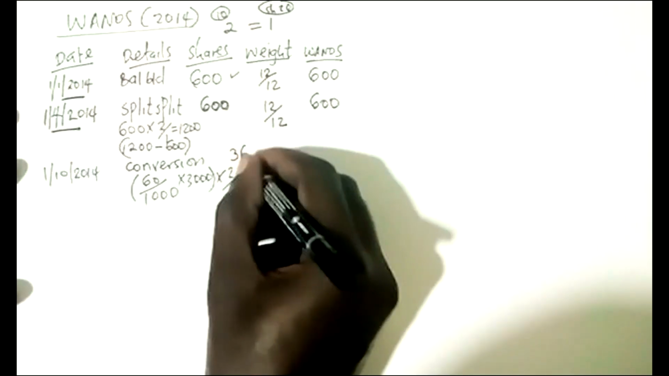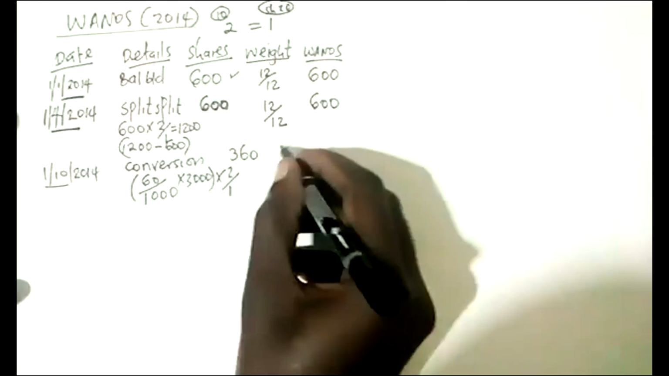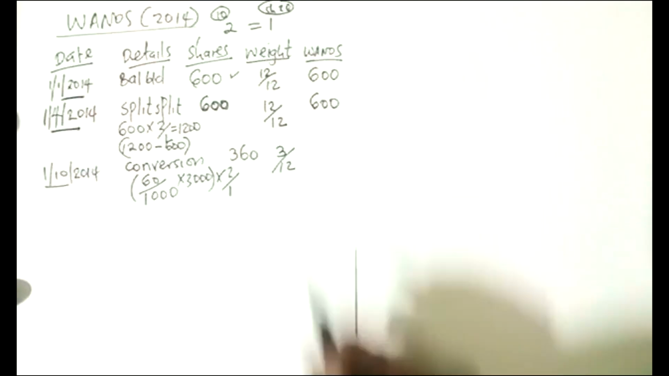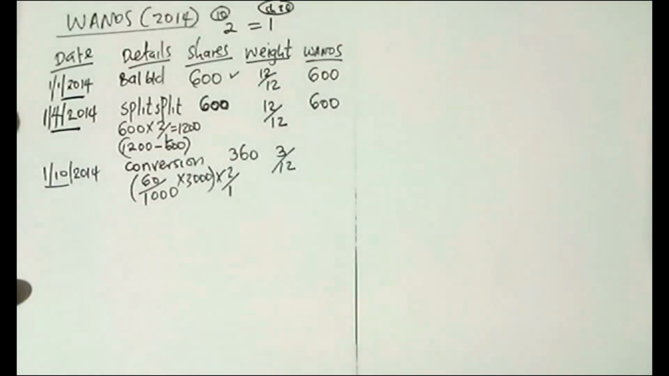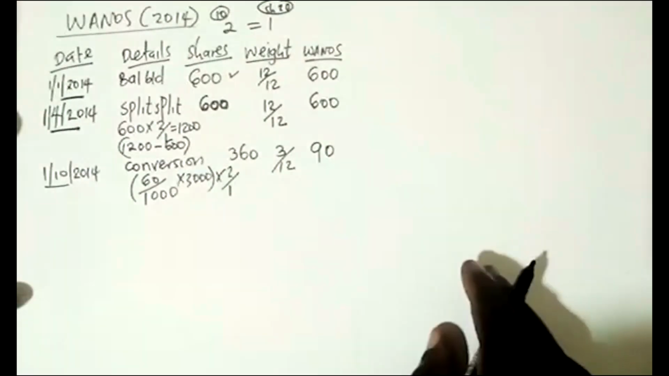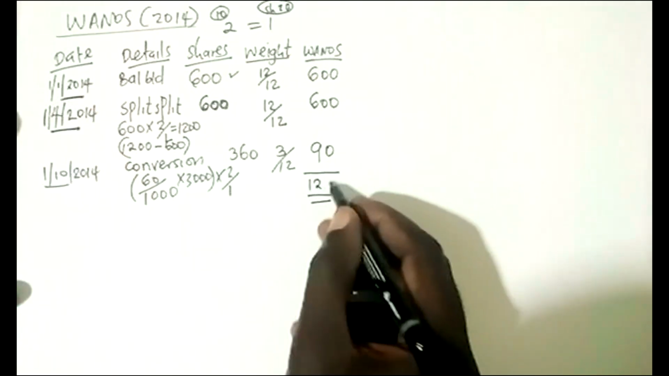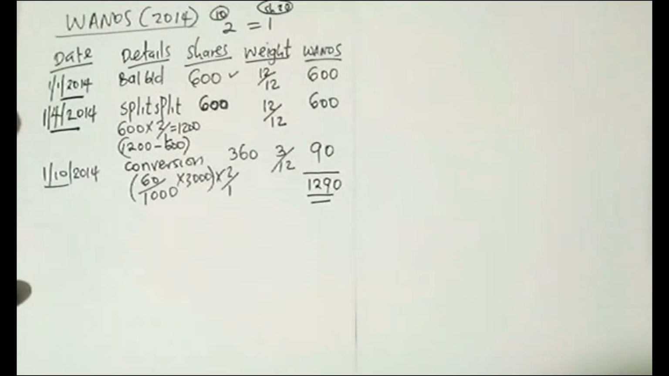So that is 360. Then you weigh from October to the end of the year. You consider that period, October, November, December, 3 months. So this is 90. So the total here is 1290.